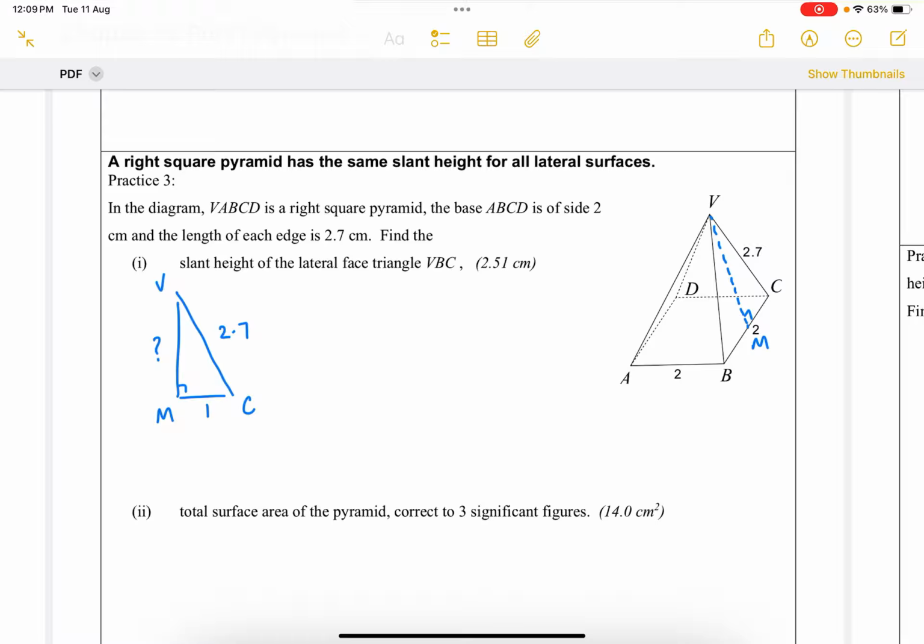We are going to be using Pythagoras theorem again. VM, when you square it, plus your 1 squared is supposed to give us 2.7 squared. Rearrange, make VM the subject. 2.7 squared, take away 1 squared with a square root. So put this in your calculator. You get 2.5079.